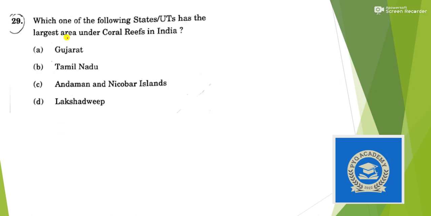Now coming to this, which one of the following states has the largest area under coral reef? You may have doubt between these options because Gujarat and Tamil Nadu have coral reefs, but they have low area. Lakshadweep is an island full of coral reefs, but it is a very small island, and Andaman and Nicobar has a very vast stretch. So the answer should be option C.